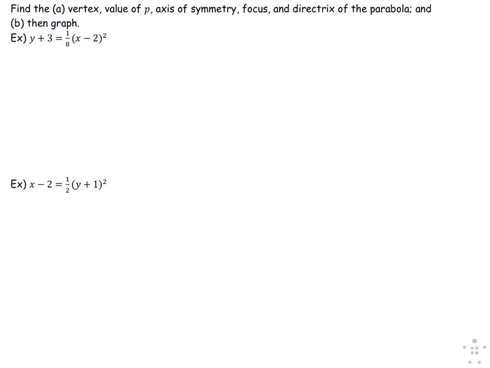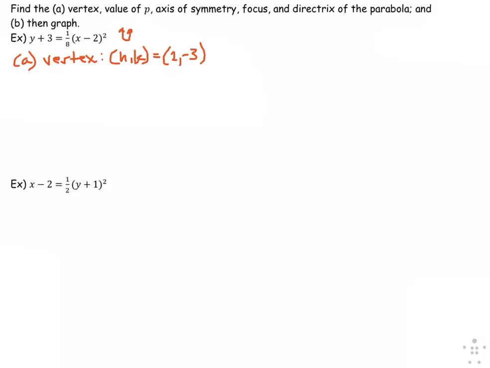The last two examples will focus on going from the standard form to finding all of the information about the parabola and then using it to graph. So let's dissect the first example, standard form of a parabola. So I know it's a vertical parabola because it's a y minus k equals. And because this value here, 1 over 4p, is positive, I know it's going to be a parabola that opens upward.